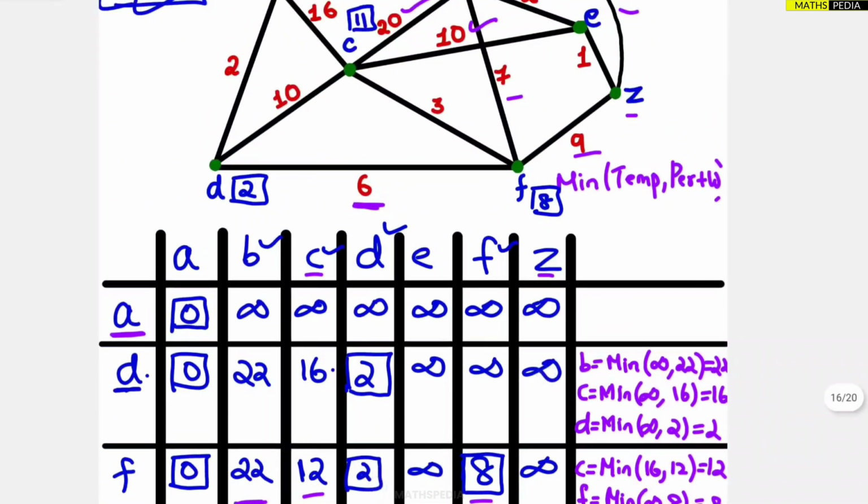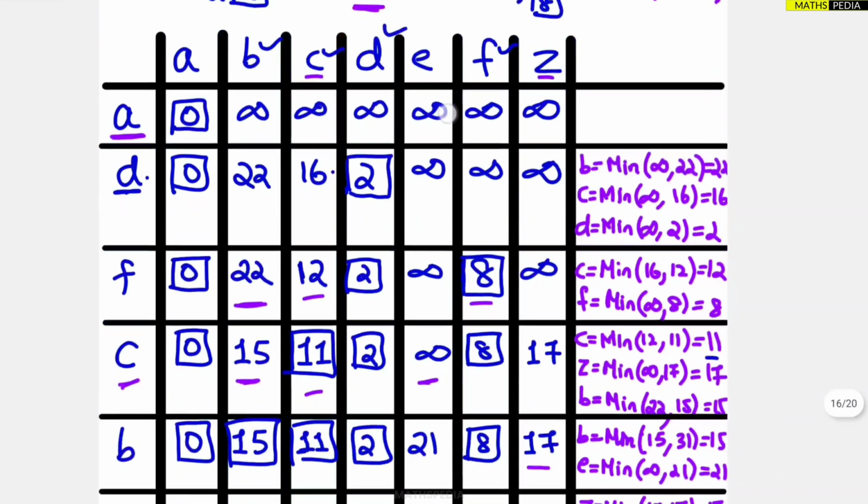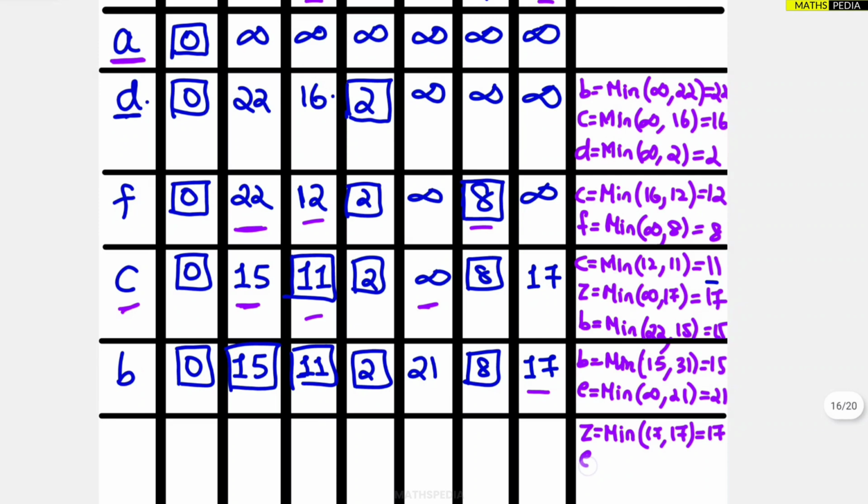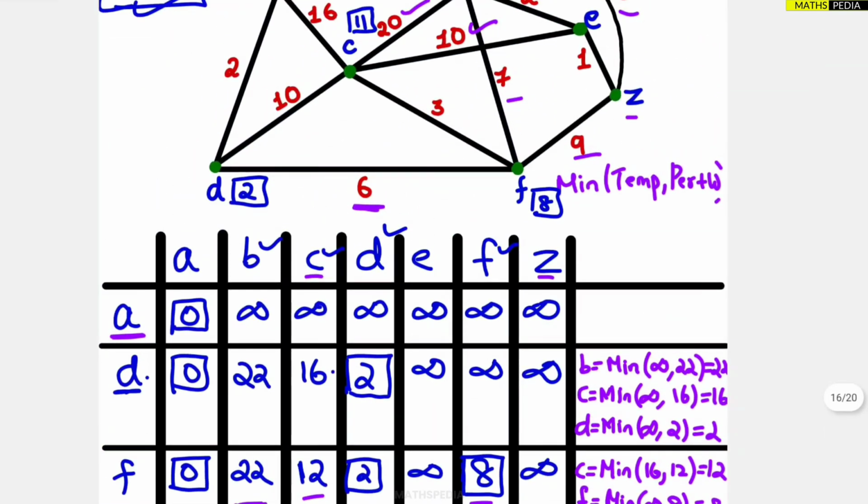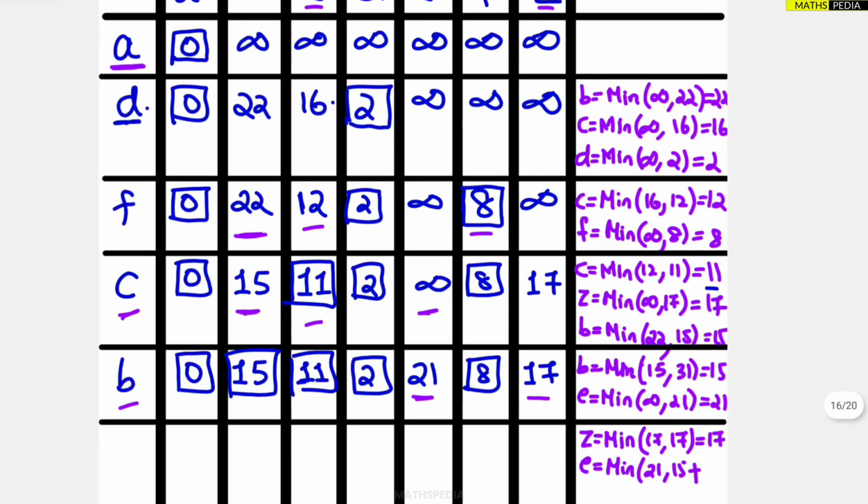Z is done. E also we have to calculate. What is the temporary value of E? 21. Permanent value with respect to B is 15 plus the weight between B and E, which is 2. So 15 plus 2 is 17. So the minimum value between 21 and 17 is how much? It is 17 only. So Z value is 17 and E value is 17. Rest all terms, same copy paste.